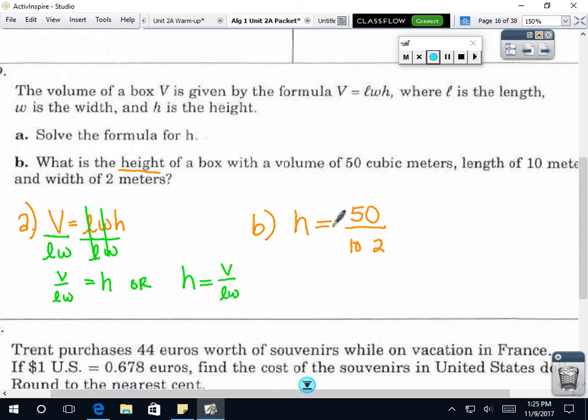What do we do with the 10 and 2? We multiply them, and the bottom becomes 20. Now we're going to simplify 50 over 20. What's 50 divided by 20? 2.5. So that means the height of this box is 2.5 meters.